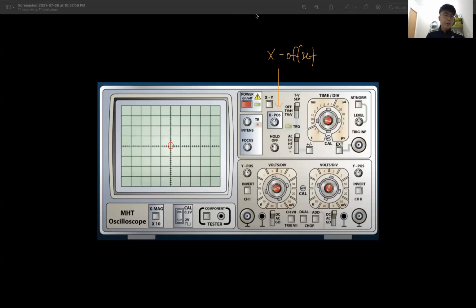Not only you adjust dot, if let's say you turn on and you get something like this, you get like a wave.